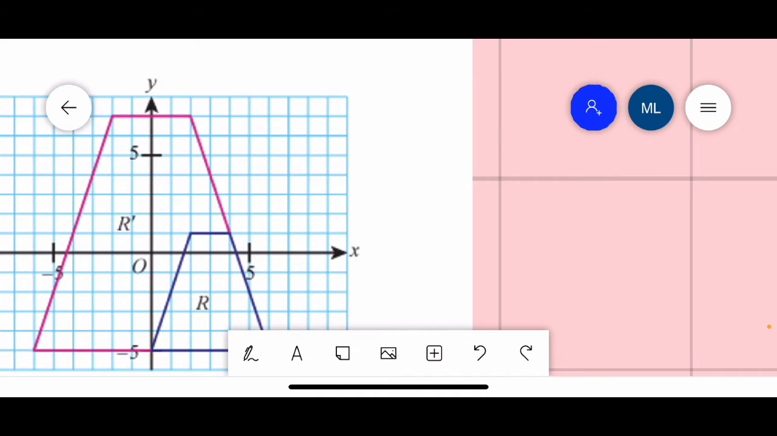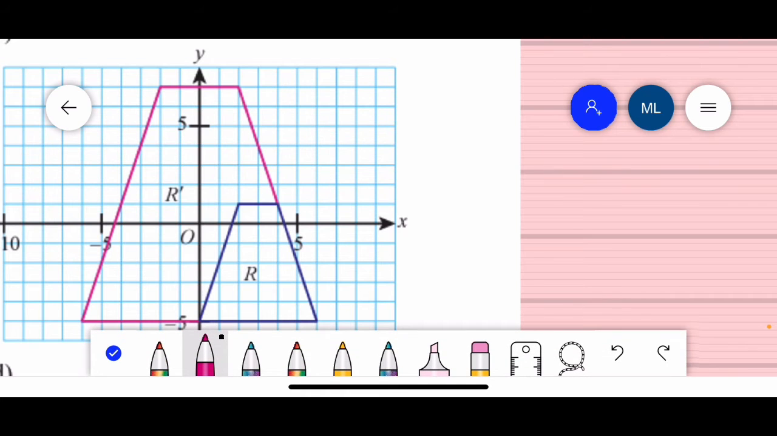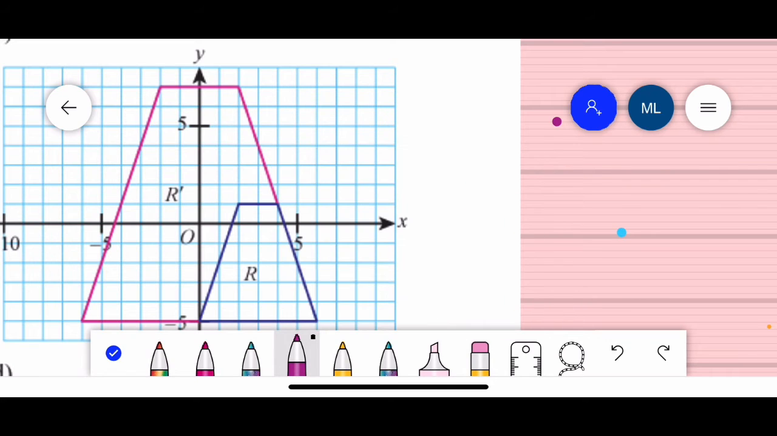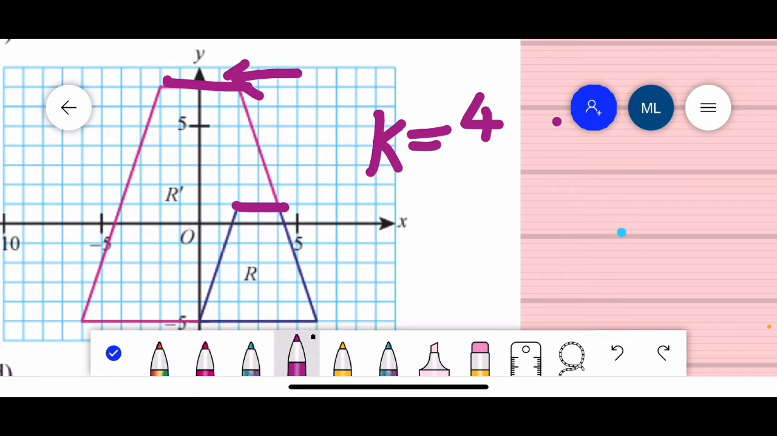Let's draw the lines of intersection so that we can see the center of enlargement. I'm going to use a purple color pen. Let's say we try to calculate the scale factor. This is the side that I'm going to use for the image, so it is 4 and this is 2. So the scale factor is 2.